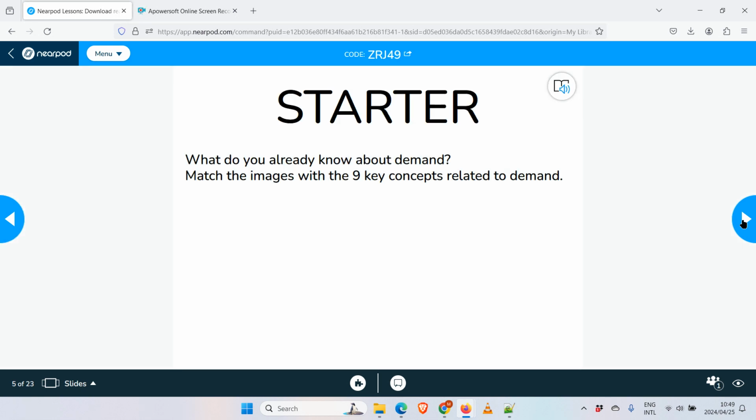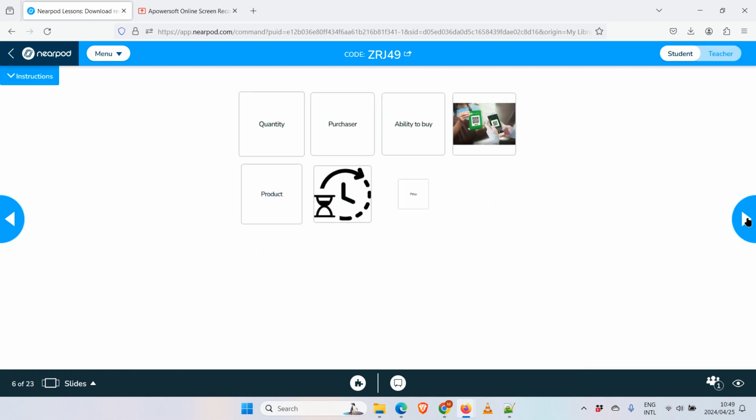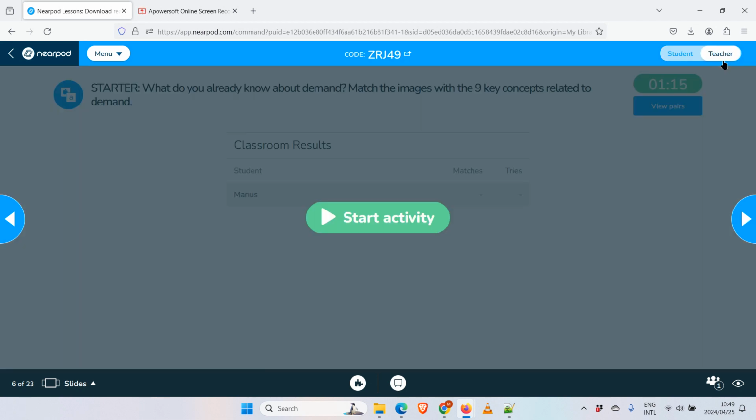Okay, so let's begin with a starting activity. I want to know what the students already know about demand, so I'll be giving them some key concepts and some images that they have to match up. Let's have a look. This is what appears on the teacher's screen. The teacher will start the activity by pressing this button. Students will have, in this case, 1 minute and 15 seconds to complete this activity. So let me start the activity.